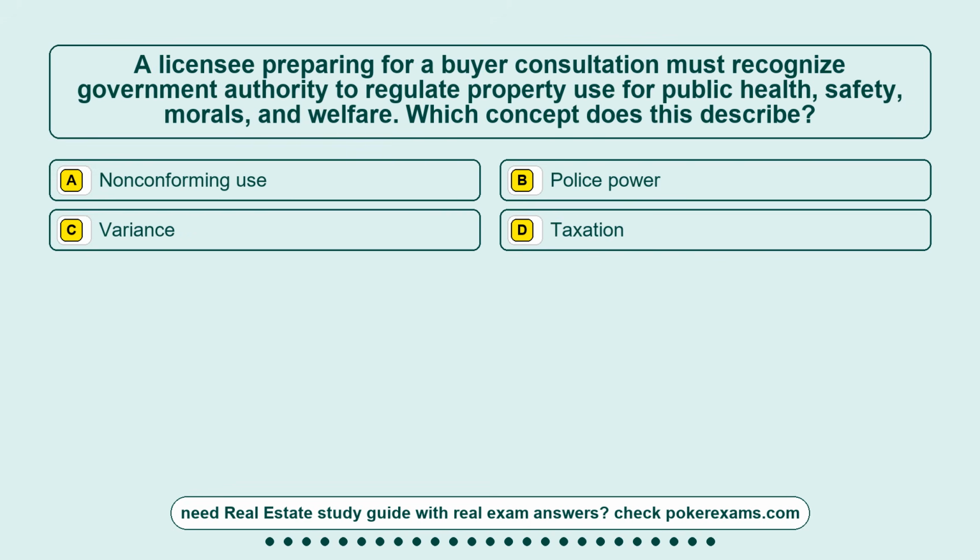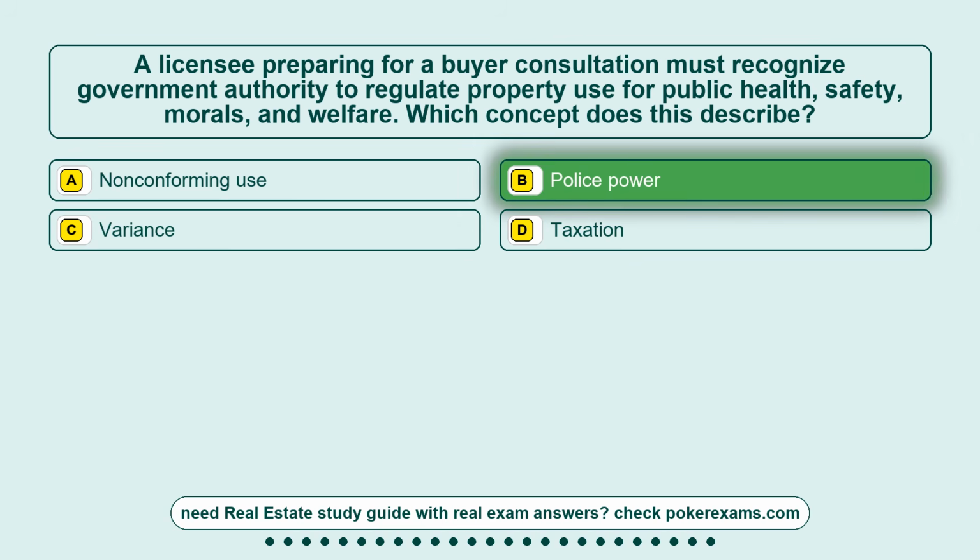Question 22. A licensee preparing for a buyer consultation must recognize government authority to regulate property use for public health, safety, morals, and welfare. Which concept does this describe? Option A, non-conforming use. Option B, police power. Option C, variance. Option D, taxation. The correct answer is option B, police power.